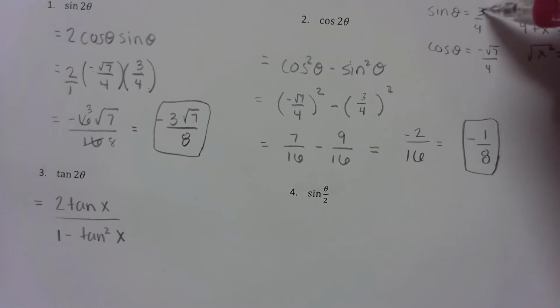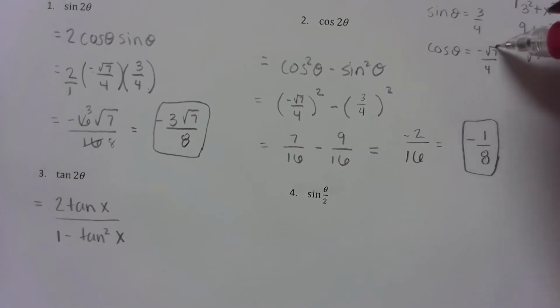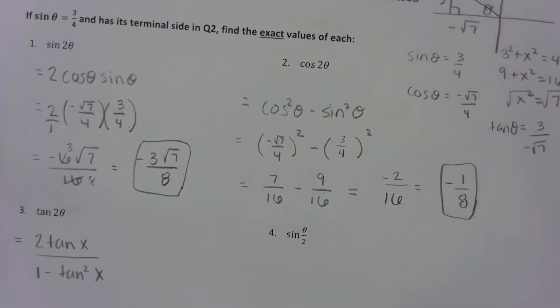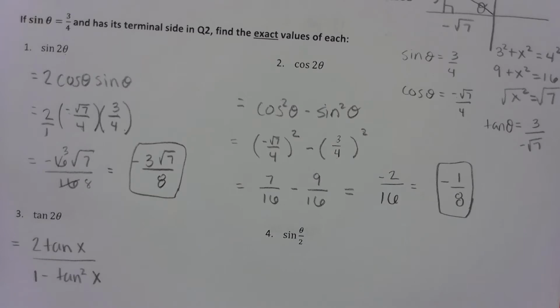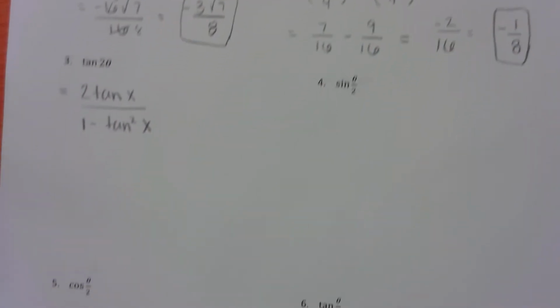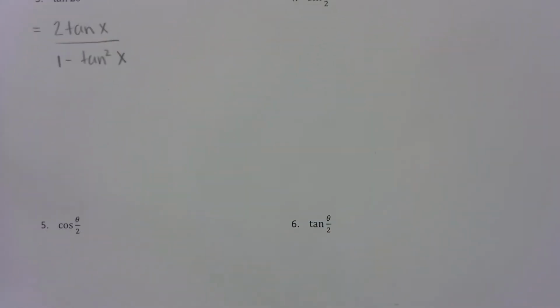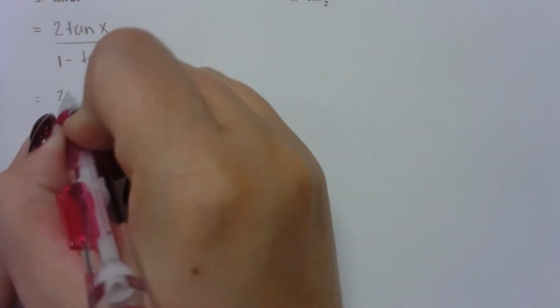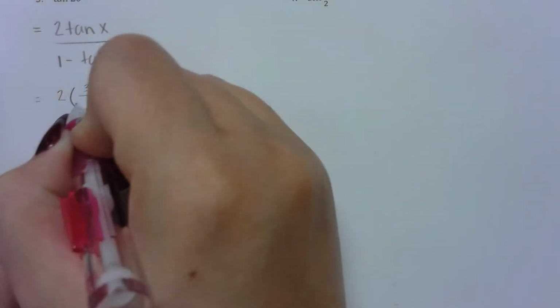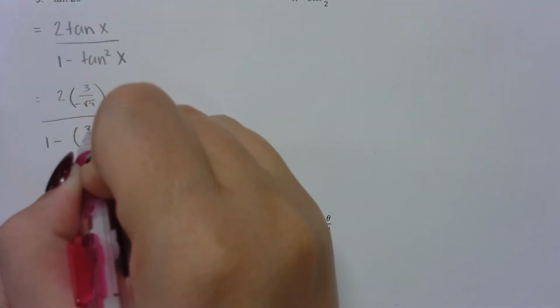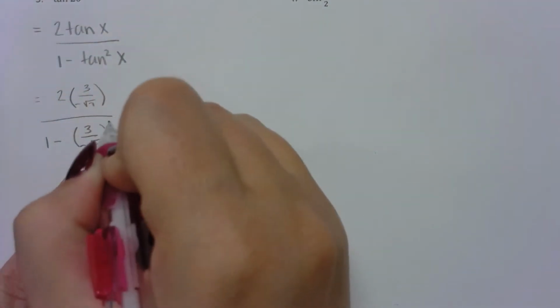So we know that sine of theta is 3/4. We know cosine of theta is -√7/4. And tangent of theta would be y over x, which would be 3 over -√7. So I'm going to leave it like that and rationalize later. So I'm just going to leave this as 3 over -√7, and I'm going to plug that in. So we've got 2 times 3 over -√7 over 1 minus 3 over -√7 squared.